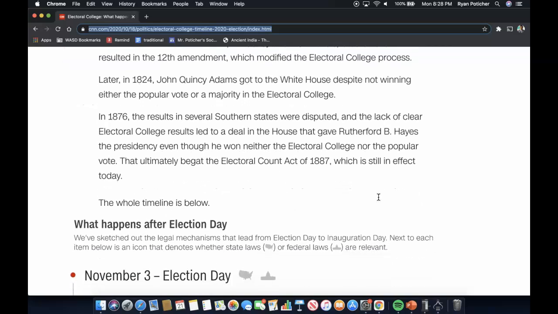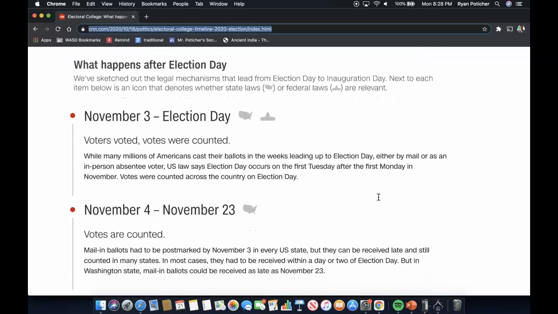The whole timeline is below. What happens after Election Day? We've sketched out the legal mechanisms that lead from Election Day to Inauguration Day. Next to each item below is an icon that denotes whether state laws or federal laws are relevant. November 3rd is Election Day. Voters voted. Votes were counted. While many millions of Americans cast their ballots in the weeks leading up to the election day, either by mail or as an in-person absentee voter, U.S. law says Election Day occurs on the first Tuesday after the first Monday in November. Votes were counted across the country on Election Day.